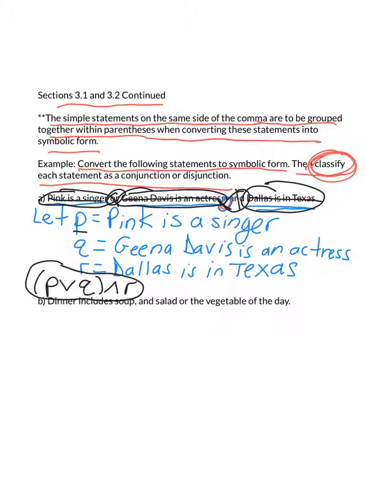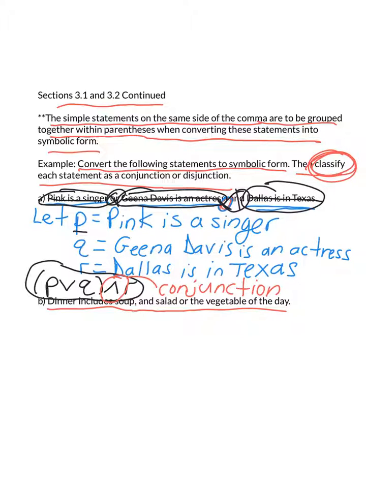So looking at my previous answer, the up arrow, the "and," is a conjunction. And therefore, that is my classification. So again, the arrow, whatever is not a letter that's outside the parentheses, that's your classification on the homework. Now looking at B, it says dinner includes soup, comma, and salad or the vegetable of the day.